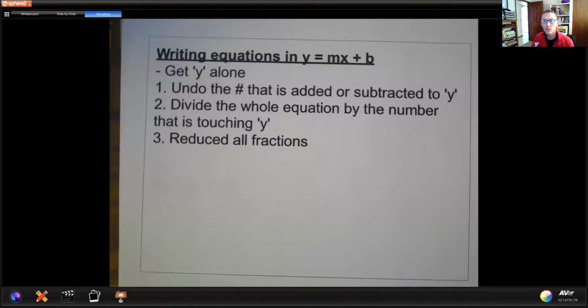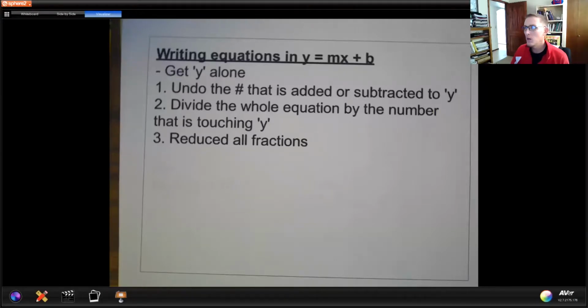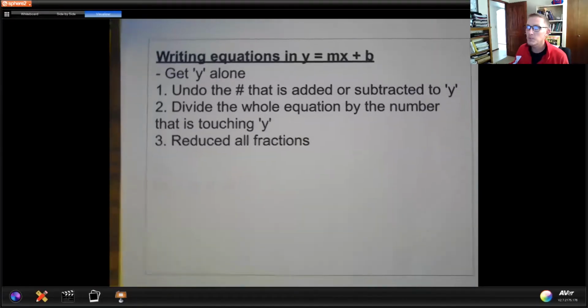Your notes are posted on your Teams page, so if you want to print those out now, you can. If you've already printed them out, great. If not, we're going to bring them up here shortly, and you can pause if you need to. So the notes that are on your Teams page that you're going to want to be using, writing an equation in y equals mx plus b.